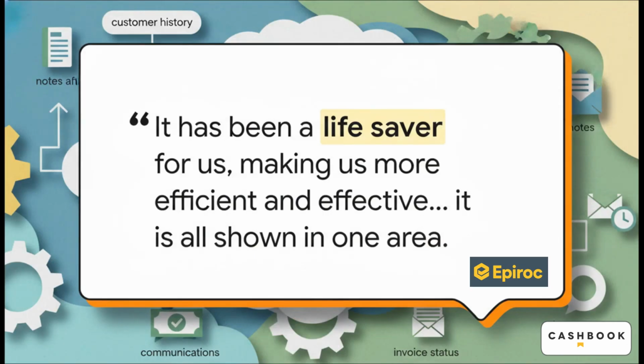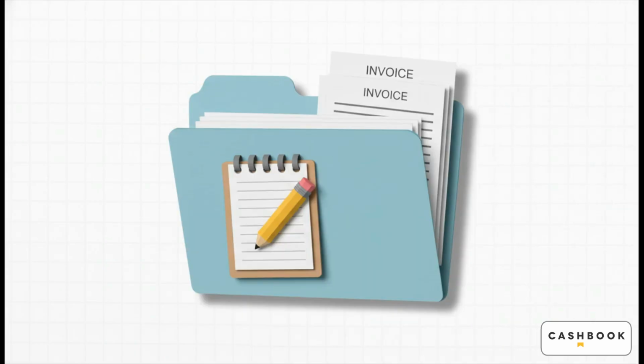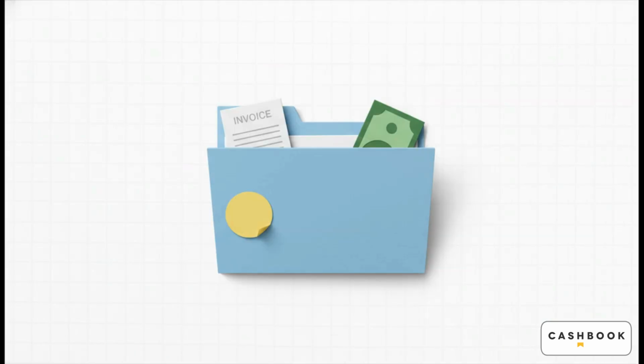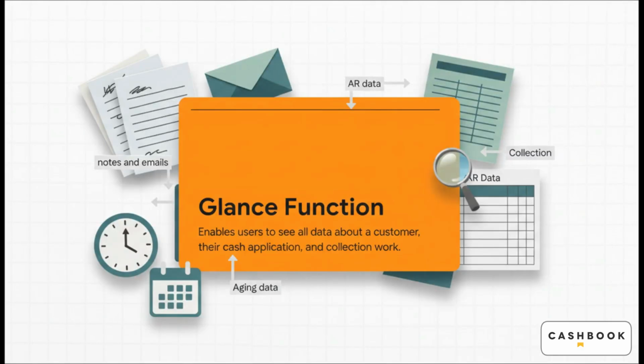Listen to what Cindy Minch over at Epiroc has to say. She calls it a lifesaver. That's because having everything in one area is just that powerful. Cindy is talking about the glance. You know who to call, but what do you need to know before you even dial? You'll need their complete invoice history and all of the previous collector notes, plus the real-time status on any deductions, and you need the entire email trail too. Putting all of that in one single spot is the magic of the glance function. It's that complete 360-degree view of everything.